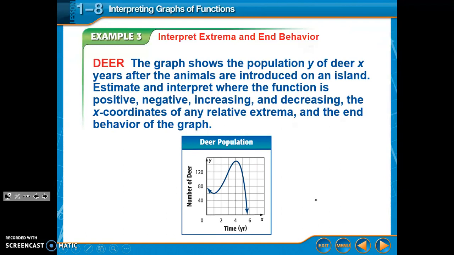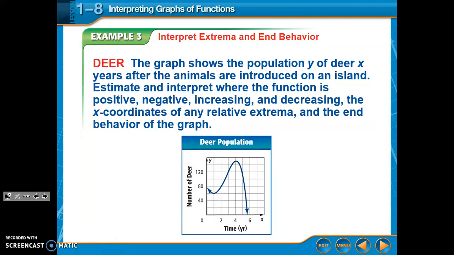Okay, so you guys look at this and describe each of those things. So the graph shows the population, y, of deer x years after the animals are introduced on an island. Estimate and interpret where the function is positive, negative, increasing, and decreasing, and the x-coordinates of any relative extrema, and the end behavior of the graph. Okay, so I'm just going to talk through these and then I'll put up the answers. I'm not going to write them right now.